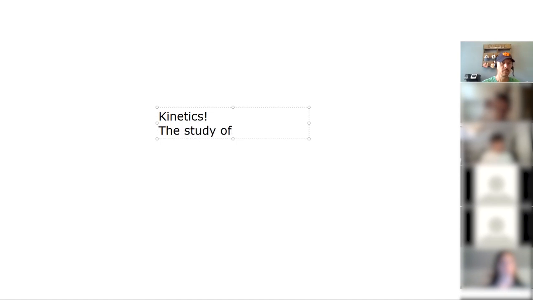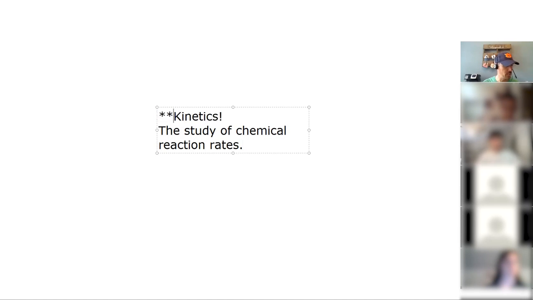So let me try adding some text. Okay, let's see if this works. Kinetics. Kinetics is the study of chemical reaction rates. All right, so make sure that you guys know that definition. That was maybe the only definition that I actually gave in this particular section. But that's what kinetics is. Okay, no one responded to anything. So it's the study of chemical reaction rates.